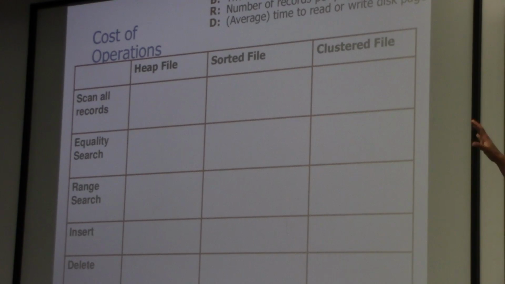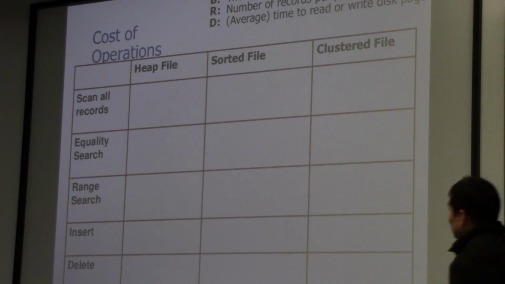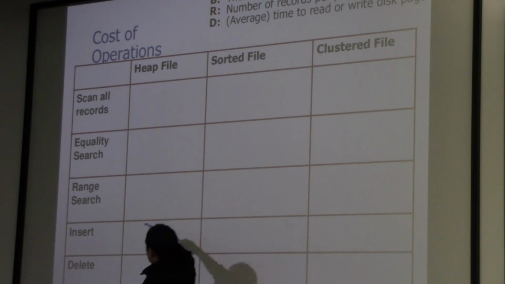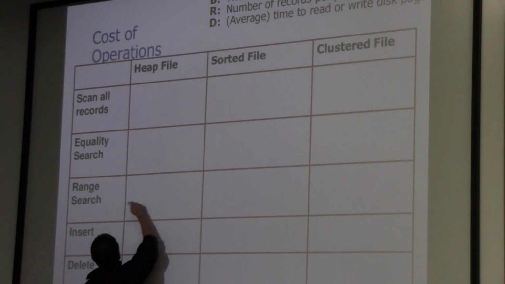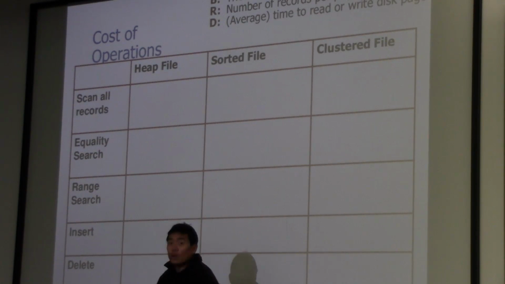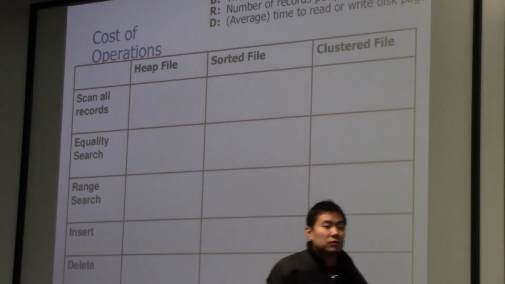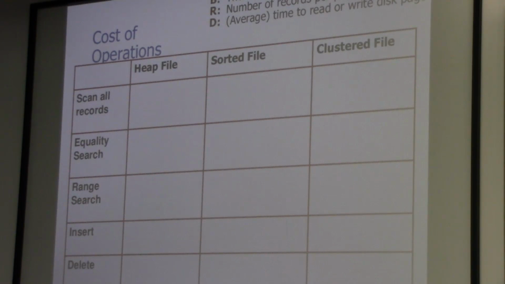So the goal is to fill up this table up to this row. You can ignore the insertion and deletion for now. Let's look at up to here: what's the cost of scanning all records, what's the cost of equality search, and what's the cost of range search.